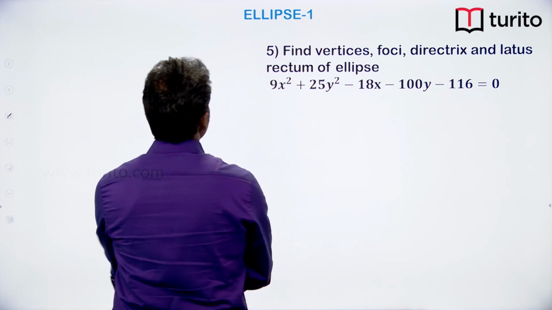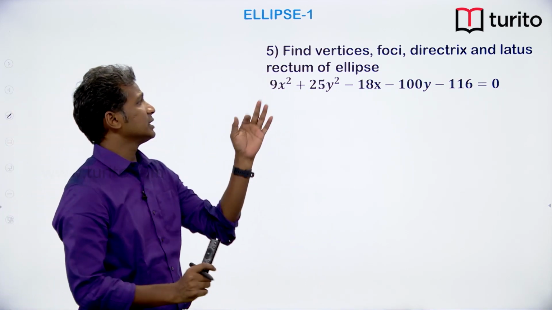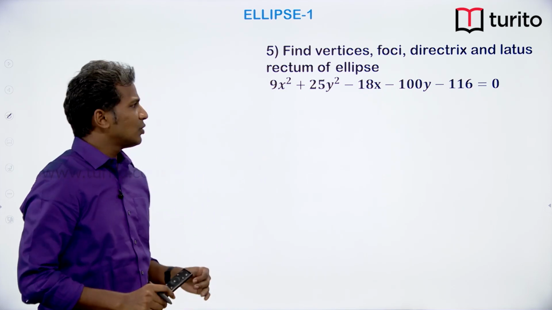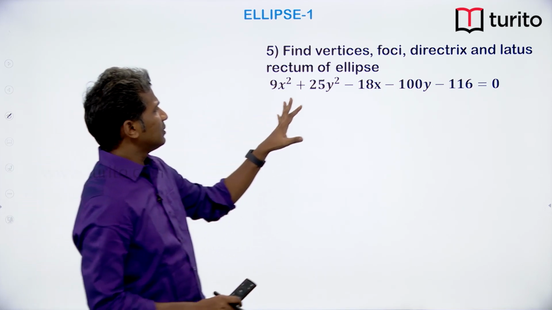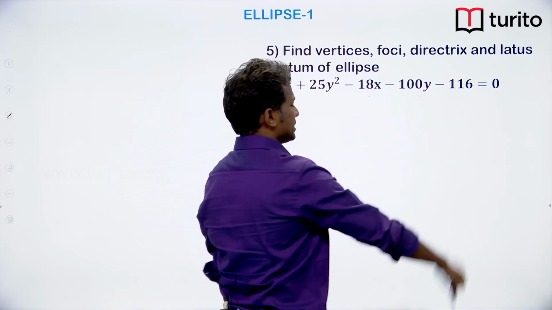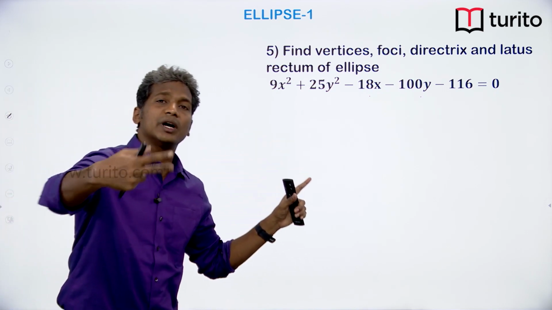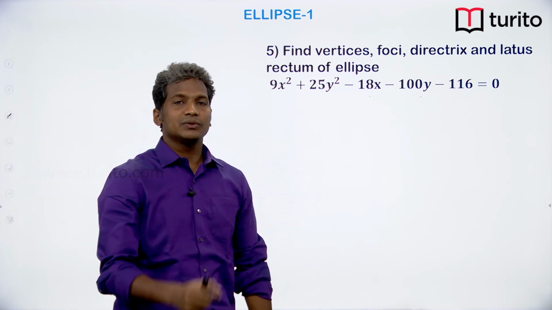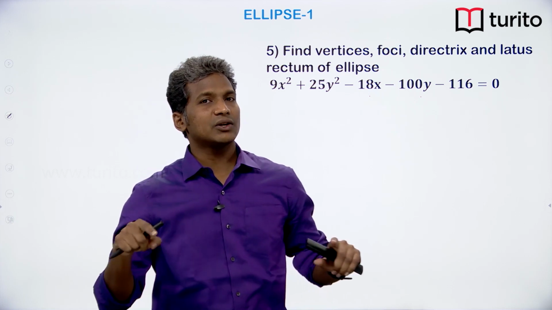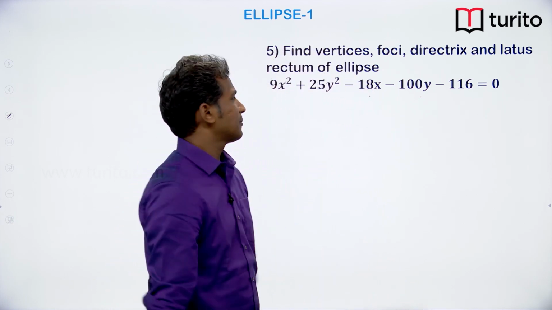Next, find the vertices, foci, directrix and latus rectum of the ellipse using this equation. Okay. So how do we do this? So first of all, observe that x square and y square terms are present, but also observe that the x into y term is absent. So that means the axes of the ellipse are parallel to the x and y axis.